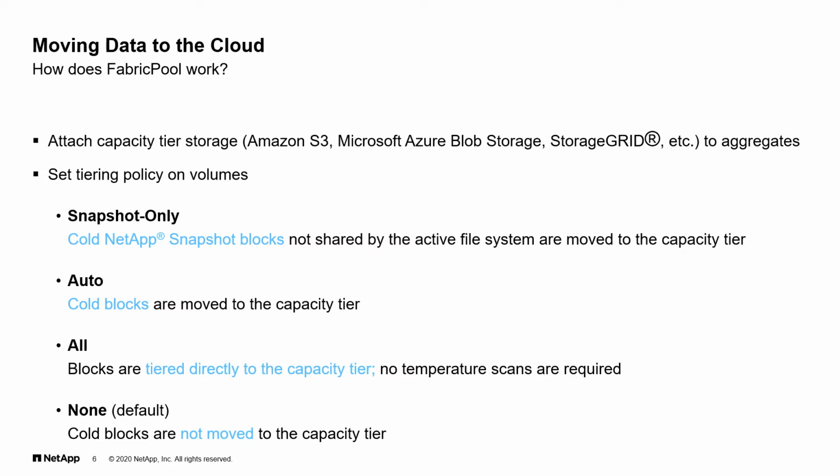Depending on your use case, there are 4 policies you can assign, with the default being none, which ensures that all data blocks within that volume remain on the performance tier. You could of course set the all policy if the focus was to minimize local performance storage usage and send all blocks to the slower object store. But the most popular options will no doubt be auto, whereby the temperature of the blocks are monitored and cooler blocks are sent to the object store, and the snapshot only option, which in a similar fashion sends cold NetApp snapshot blocks that are not shared by the active file system to the capacity tier.